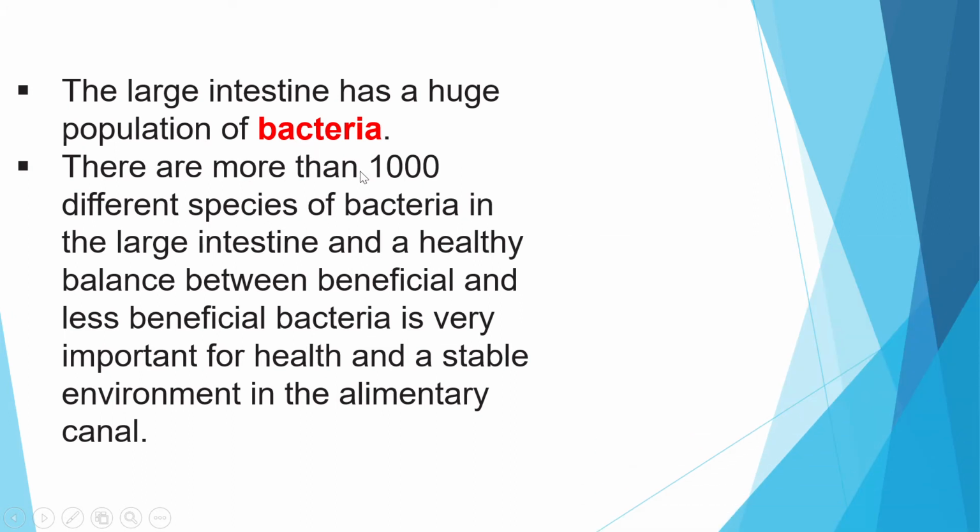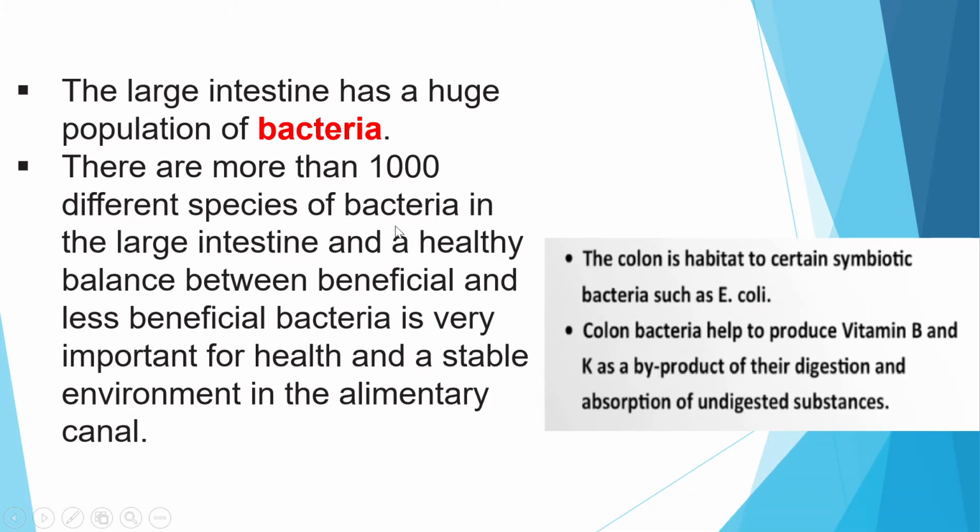Okay, there are more than 1,000 different species of bacteria in the large intestine, and some of them are good. That means you have those good and also the less beneficial bacteria, and this is important for a stable environment in the alimentary canal. The colon, which is the large intestine, is the habitat to certain symbiotic bacteria, usually E. coli, Escherichia coli. And this colon bacteria will help to produce vitamin B and K as the byproduct.